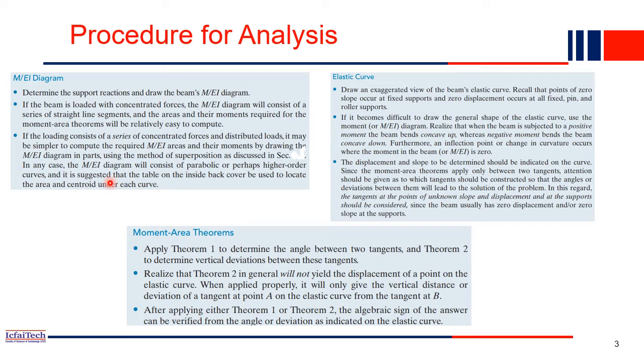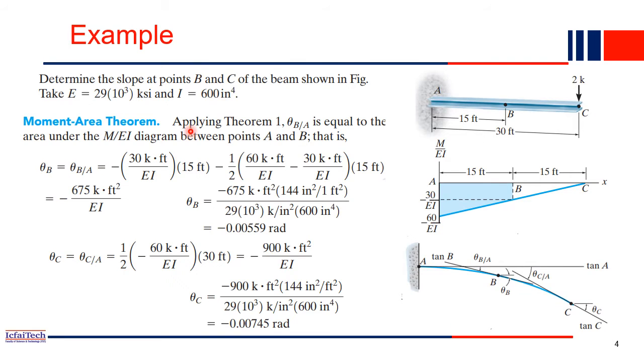That means simply the area under the M by EI diagram will give you theta, and the moment of the area, that is area into distance, will give you the deflection of a particular point. Very simple. So you have two things. One is you have to draw the M by EI diagram, and then the area under any two points in the M by EI diagram will give you the slope, and the moment of that area will give you the deflection from the point. So let's solve a problem here. This entire concept will be clear to you.